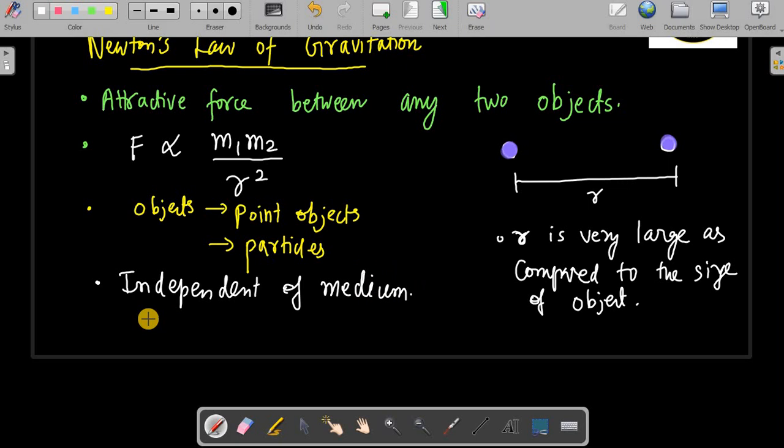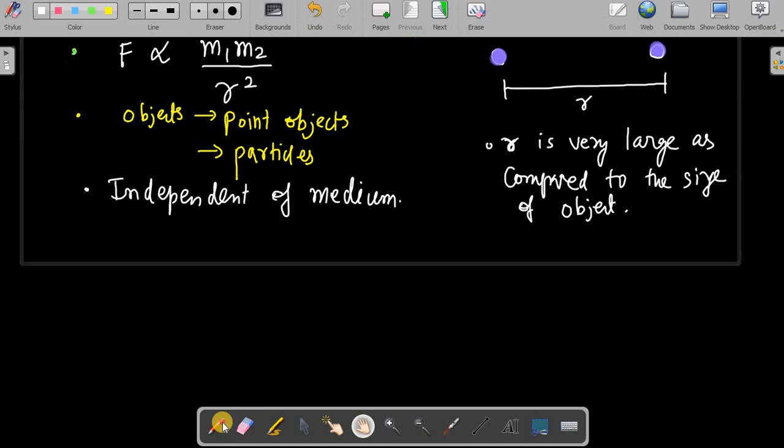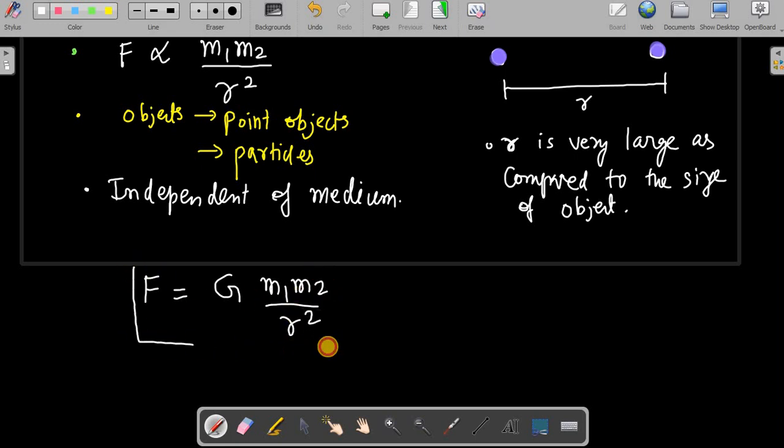Then how do we calculate the force? If you remove the proportionality symbol, you will get a constant of proportionality, that is called capital G, so F equals G m1 m2 by r square. That's the force of attraction.